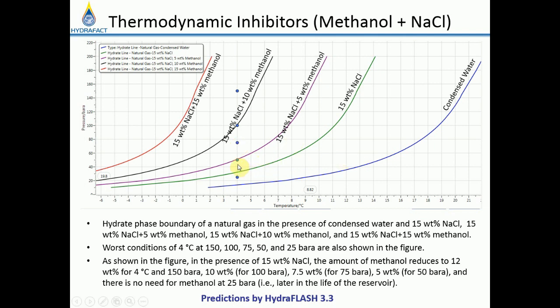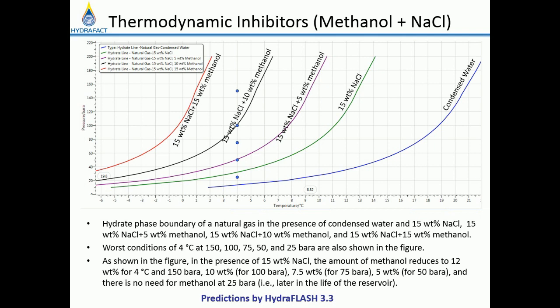And then when the reservoir pressure drops to 50 bar, the amount of methanol required drops to around 5-8%. And then for 25 bar, or even if I look at here, 35 bar, the amount of salt in the system is adequate to prevent hydrate formation, so there is no need for methanol injection. However, in many cases, the amount of salt is not monitored, and the amount of inhibitor injection remains constant.